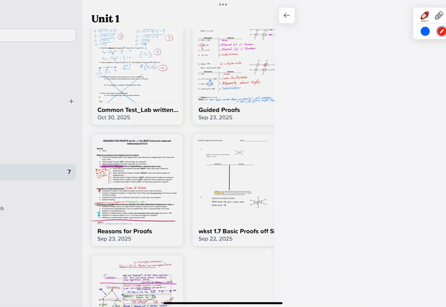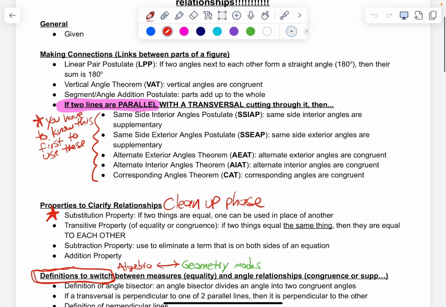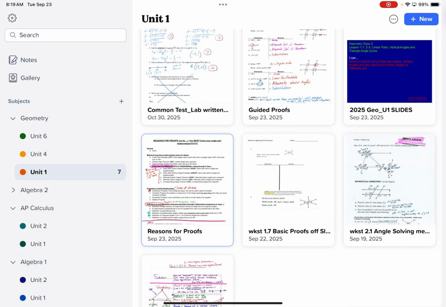Back just for a moment on your reference sheet. I want to point out where we are on there. We are making connections between two things if two lines are parallel. Yes, we were told that, so it's fine. We can use any of those. So we picked number 1 on here, same side, number 2, exterior angles postulate, which is okay to abbreviate SSEAP. I will know what you mean by that if you don't want to write it all out. Just make sure you know what it means and you don't use the wrong one. So if I had you write this, you have to know this first to use these. Well, we do. We were told that the lines were parallel.